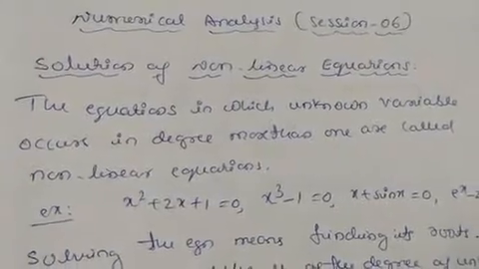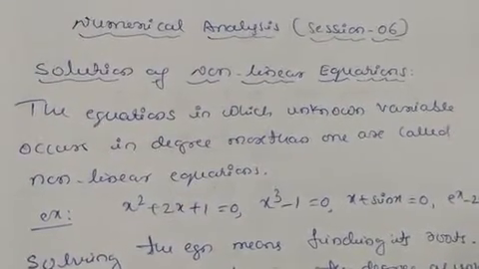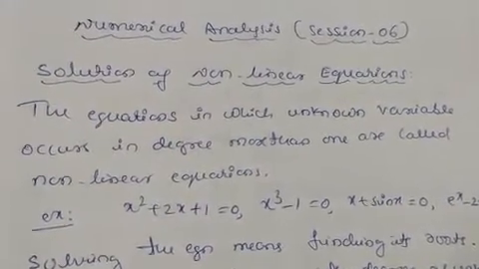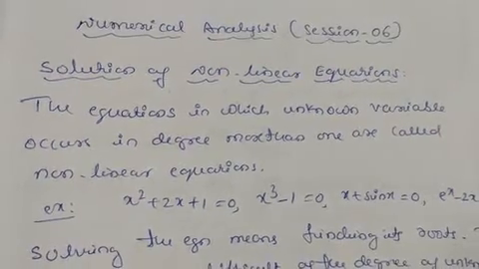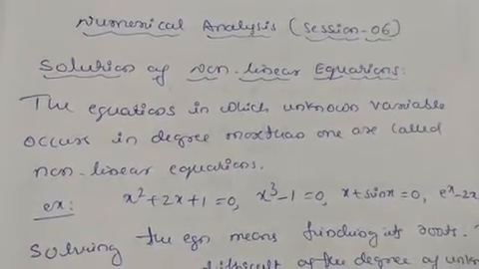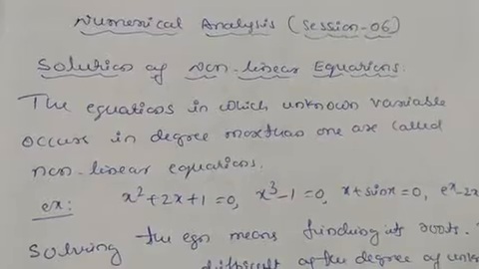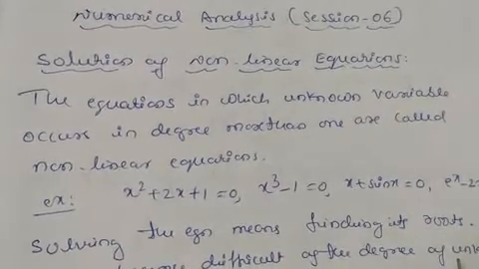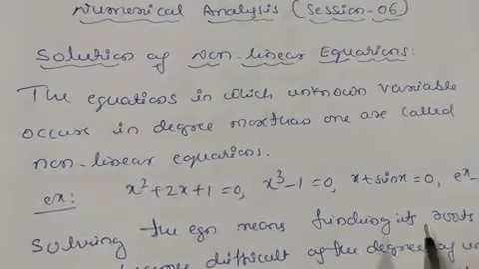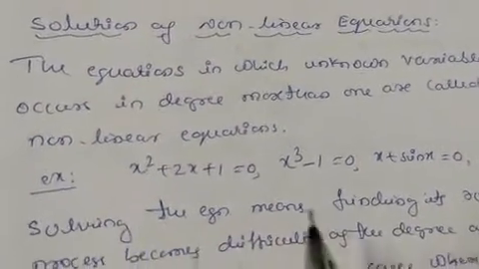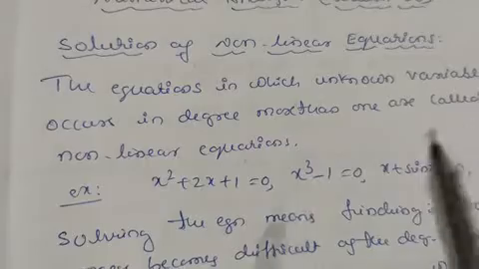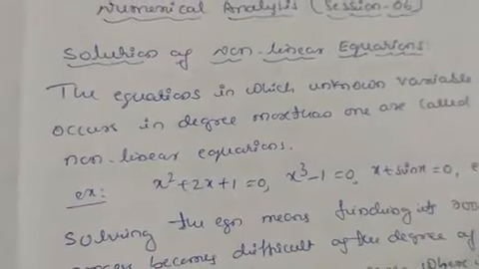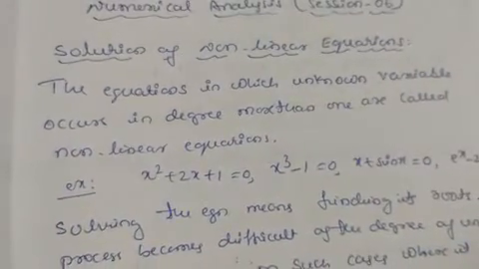So first let us see linear and nonlinear equations. The equation in which the unknown variable appears in degree 1 is known as a linear equation, and if the equation in which the unknown variable occurs in degree more than 1, it is called a nonlinear equation. Linear equations are equations of first degree.